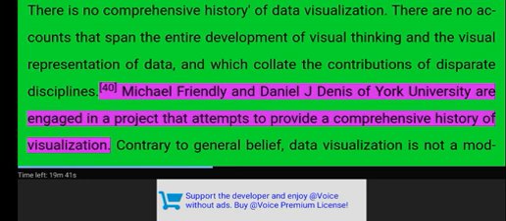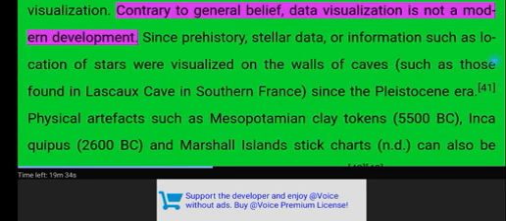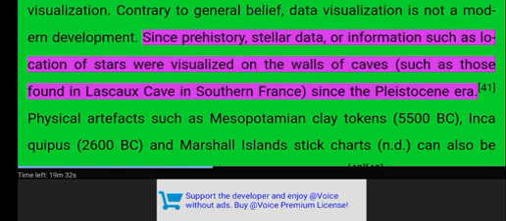40. Michael Friendly and Daniel J. Dennis of York University are engaged in a project that attempts to provide a comprehensive history of visualization. Contrary to general belief, data visualization is not a modern development. Since prehistory, stellar data, or information such as location of stars, were visualized on the walls of caves, such as those found in Lascaux Cave in southern France since the Pleistocene era.